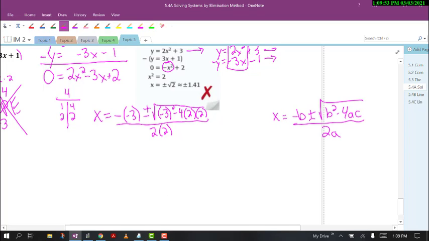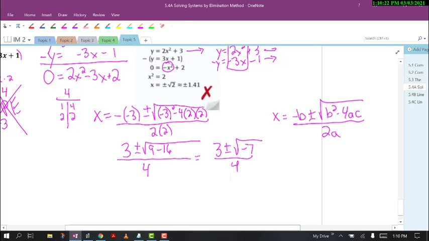Of course, negative negative 3 is just positive 3. Negative 3 squared is positive 9. Don't tell me 6, and don't tell me negative. Negative 3 times negative 3 is positive 9. Negative 4 times 2 is a minus 16, or plus a negative 16, over 4. So we got 3 plus or minus the square root of negative 7 over 4. Now right here you should realize something. We should realize that we have a negative inside the square root.